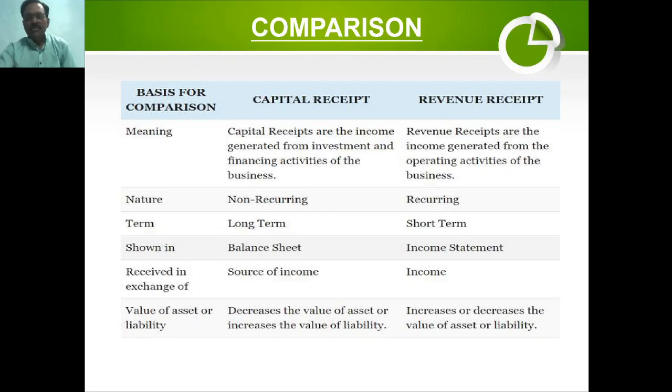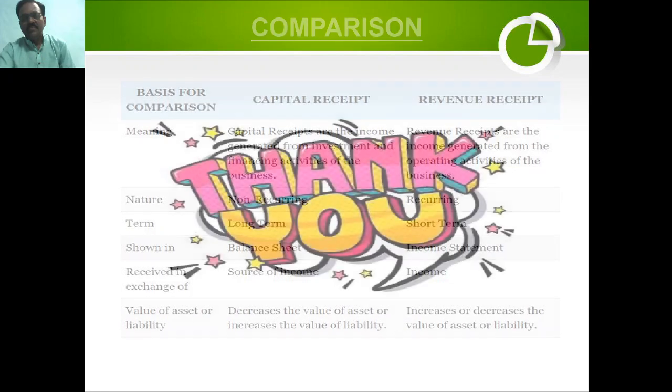I hope you would be able to classify capital and revenue receipt.